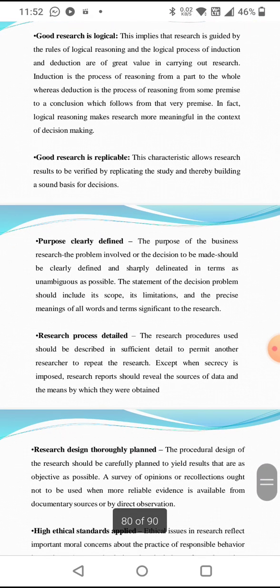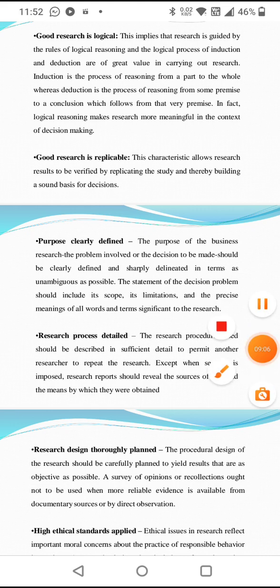Purpose is clearly defined. So what do you mean by that? The purpose of the business research, the problem involved, or the decision to be made should be clearly defined and sharply delineated in terms as unambiguous as possible. The statement of the decision problem should include its scope, its limitations, and the precise meanings of all words and terms significant to the research.